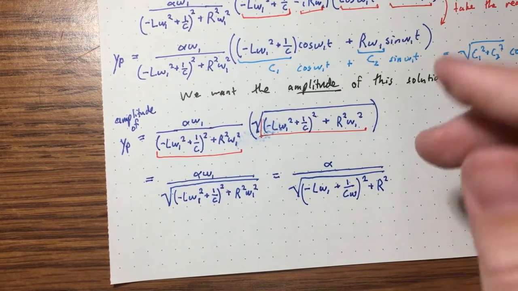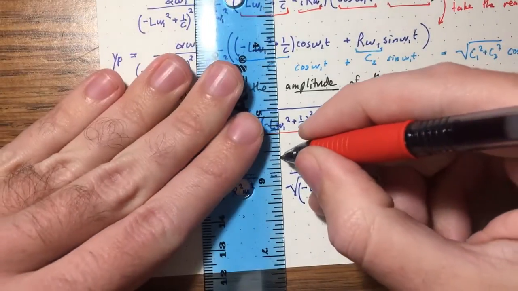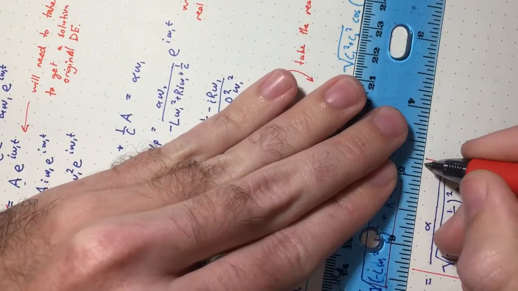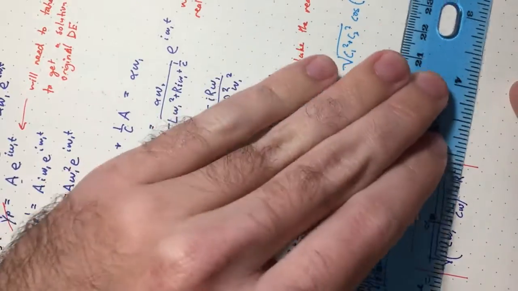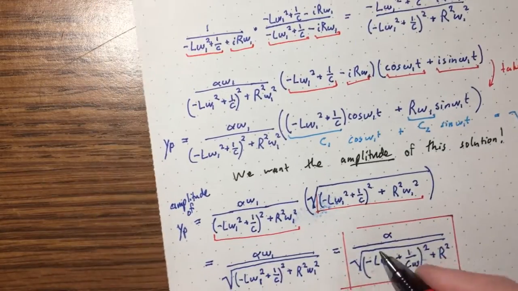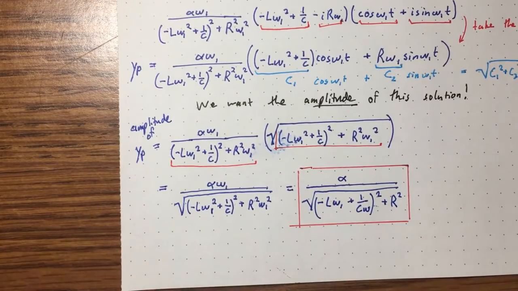Great, so let's box this. This is the fruits of our labor for the past half hour or so. This is the amplitude of the steady state solution, and we would now like to analyze this. So let me get one more page.